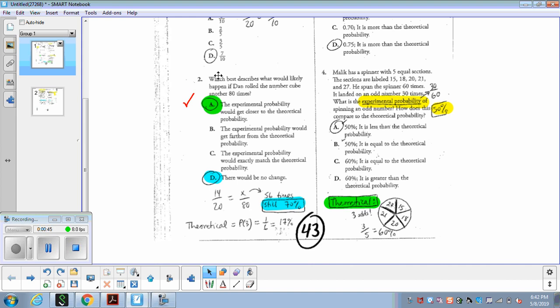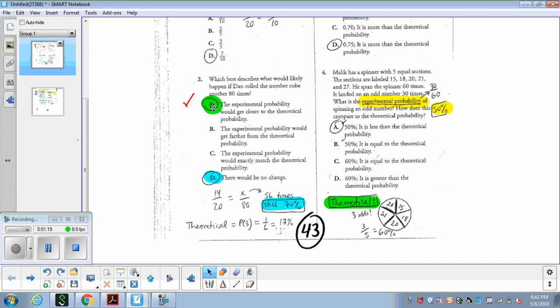The question asks which best describes what would likely happen if Dan rolled the number cube another 80 times. Now, if he rolled another 80 times, we could predict that based on the results that he would get the number 3 56 of those times, which would still have a 70% experimental probability. However, the more trials that we conduct, the more likely that the outcome is going to end up being something similar to what we predicted. Okay, so answer choice A here is the correct answer.